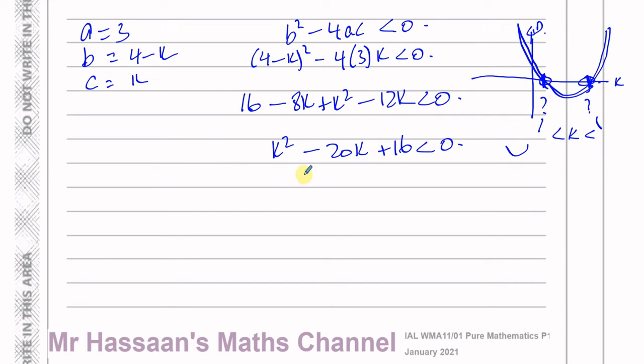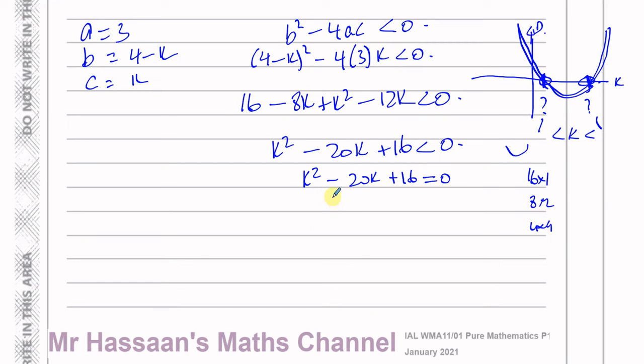So I need to solve the equation k squared minus 20k plus 16 is equal to 0. I want to find where they're equal to 0 first, and then I can decide when it's less than 0. Now this, I don't think it factorizes. I need two numbers that multiply to give me 16. So you've got 16 times 1, 8 times 2 and 4 times 4, and they have to add up to give me 20, and none of them do. So I think this has to be done by either using the quadratic formula or by completing the square. Now we've already used the quadratic formula, so I'm going to complete the square just to mix things up a bit.